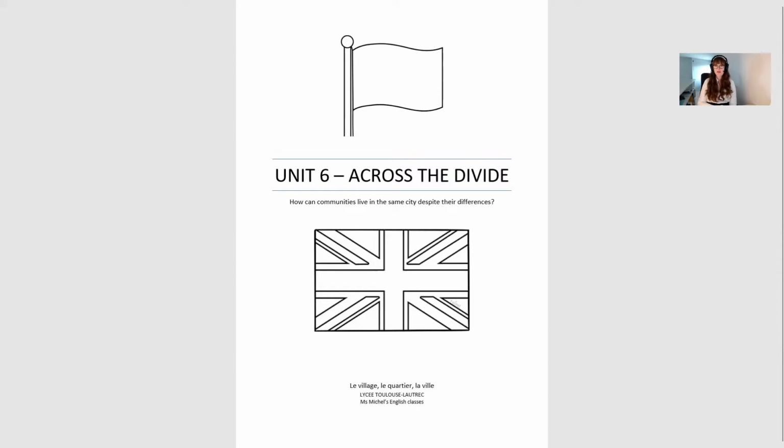You will notice that we have two flags on this opening page, on this cover. The first flag is for you to fill in, and the second one is for you to color in as well. The topic we will discuss is le village, le quartier, la ville. So we will focus on really how a territory can be used to promote unity, saying, yes, we have different communities, but we are one city, one village, one neighborhood.